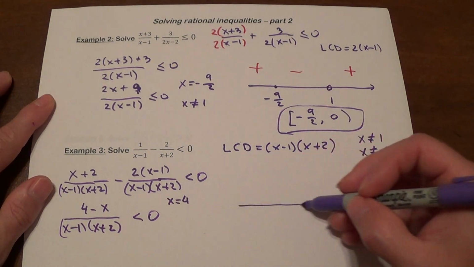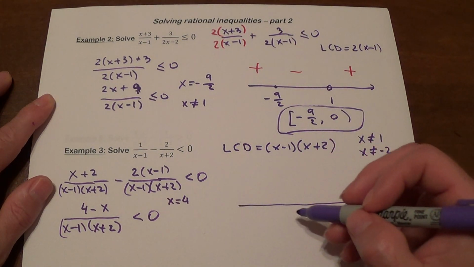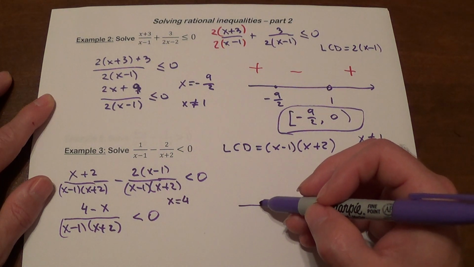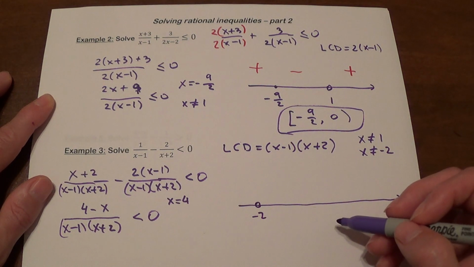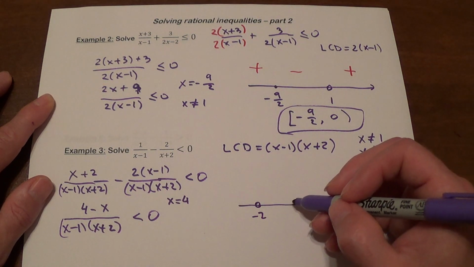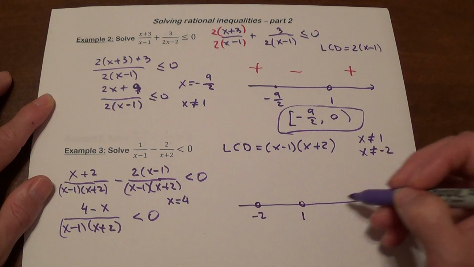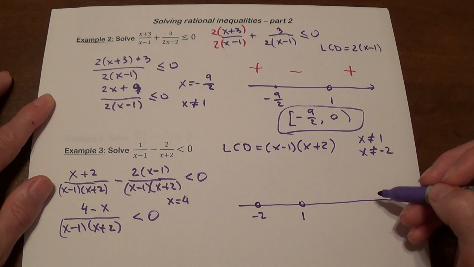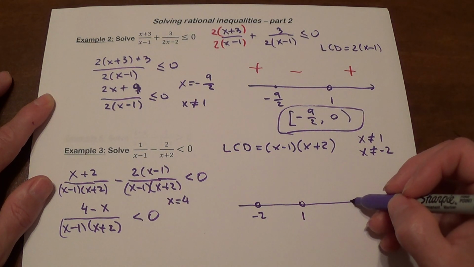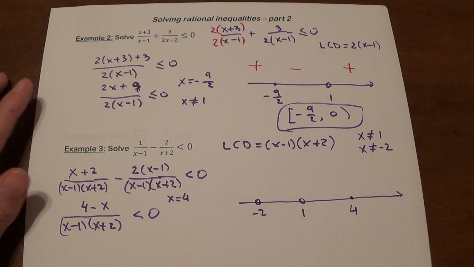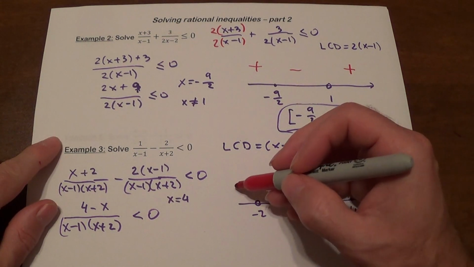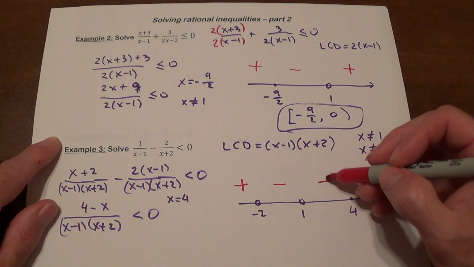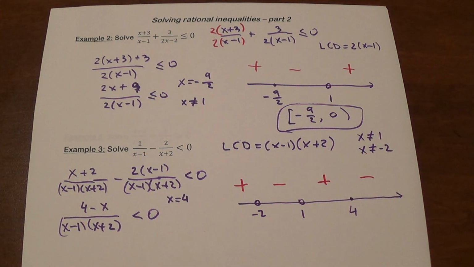And we're going to have 3 numbers. So our numbers are going to be negative 2, which is going to be open because it's an excluded value. We are going to have 1, which is also an excluded value. And we're also going to have 4, right? And that's not excluded. And then you test the signs. So the signs here are going to be plus here, minus here, plus here, and minus here.